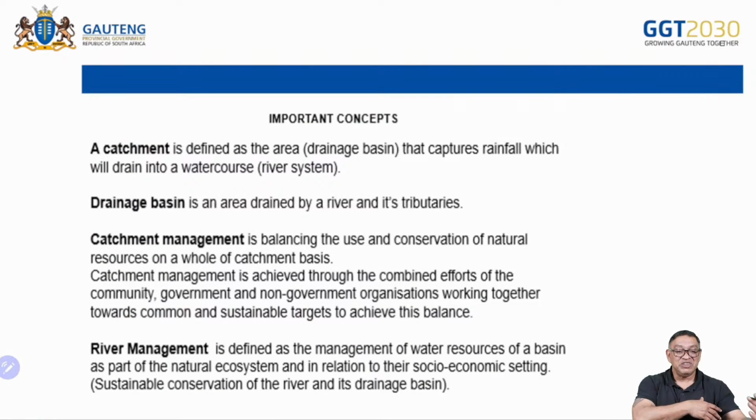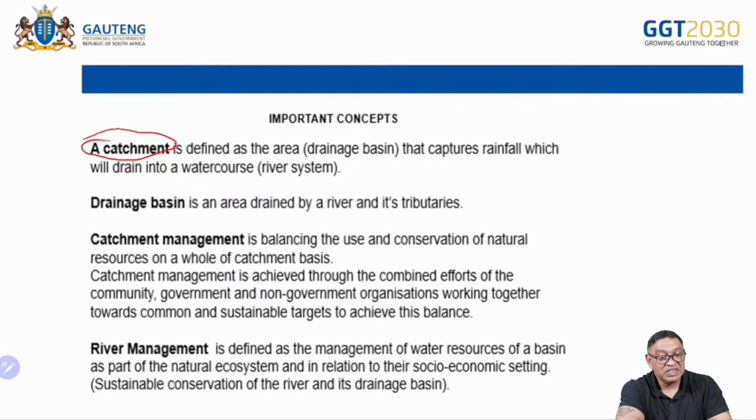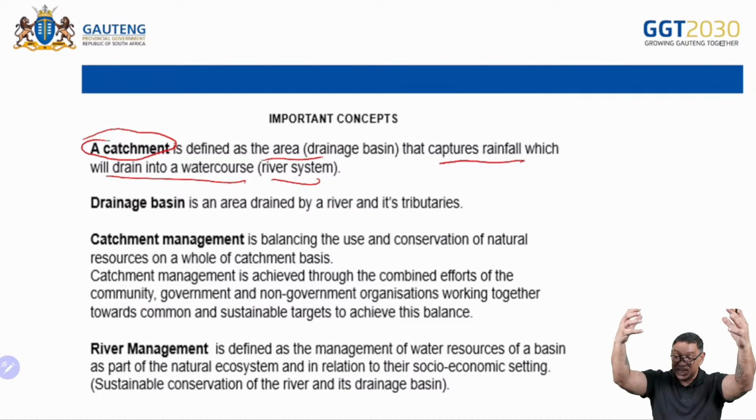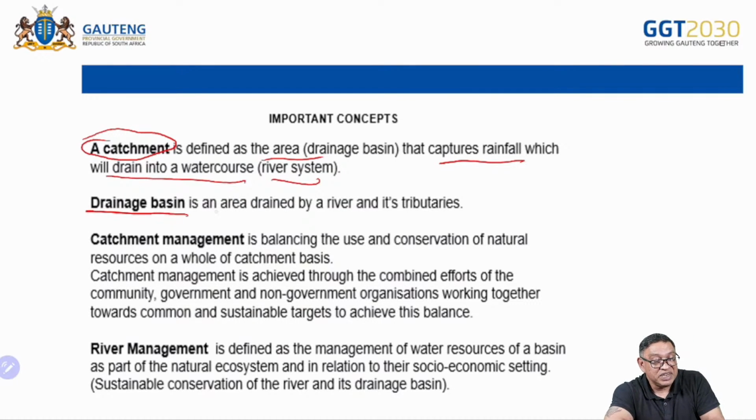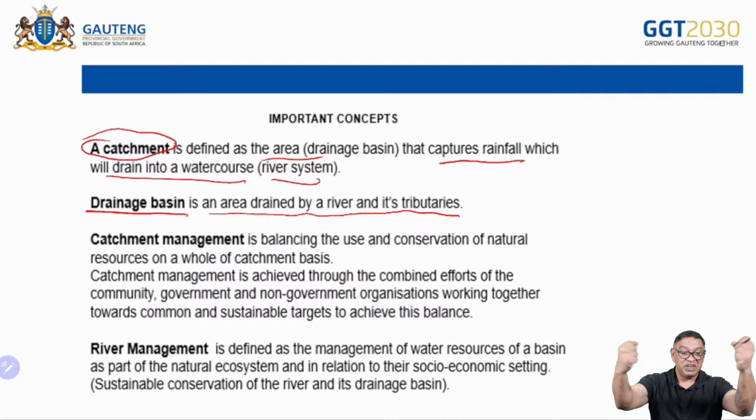Again, can you see we need to know certain concepts to have a better understanding? The first thing we need to know, what is a catchment? The area that captures rainfall, which will drain into the water course or river system. We did that under drainage basins. The area that drains it. Then we also did drainage basin, an area drained by a river and its tributaries, where it drains it.